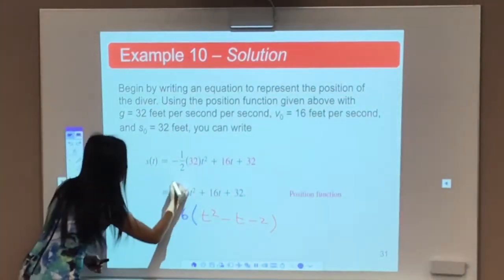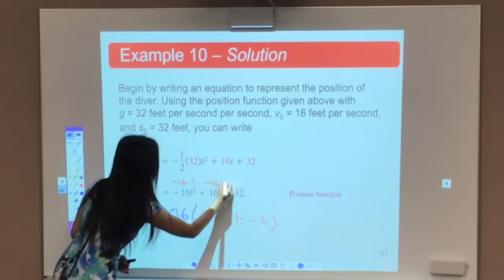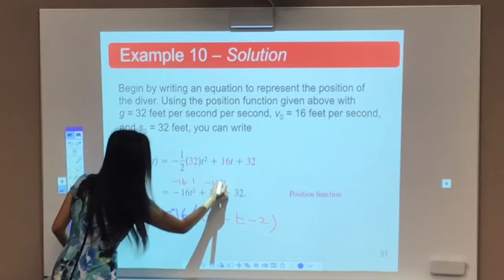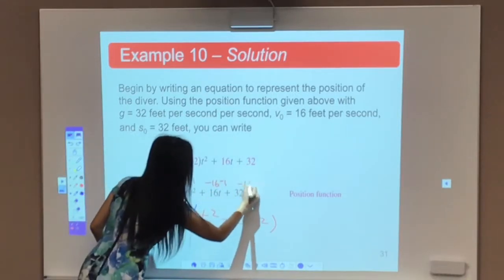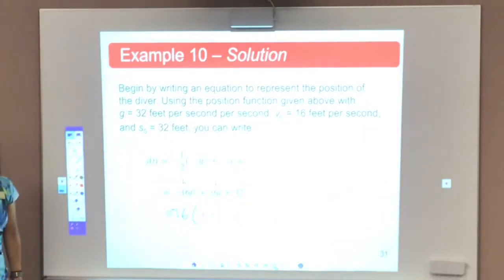This is the same as -16 times 1. This is the same as what? -16 times what? 1. No. -1. What's this one? -16 times what? -2. Is everybody with me? So far, so good? All right.